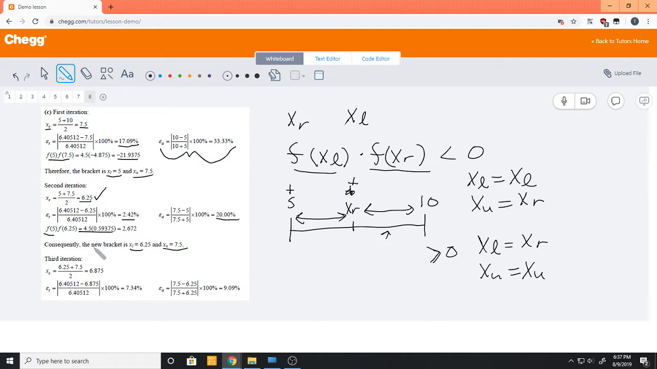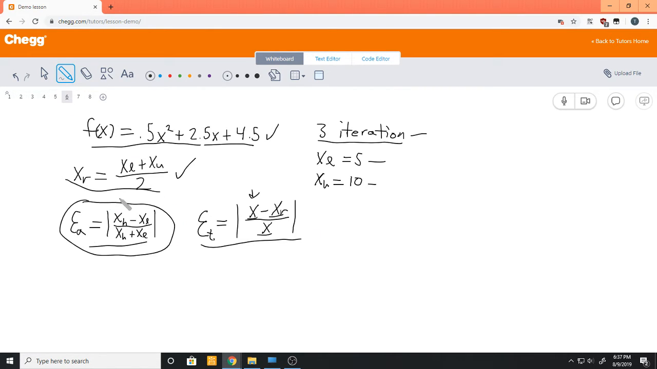Now we can do our final iteration, finding our xr. We're going to get 6.875. Calculate our true error by plugging it into our equation, we get 7.34%. And then lastly, we calculate our absolute error. Once again, we're using these equations right here.